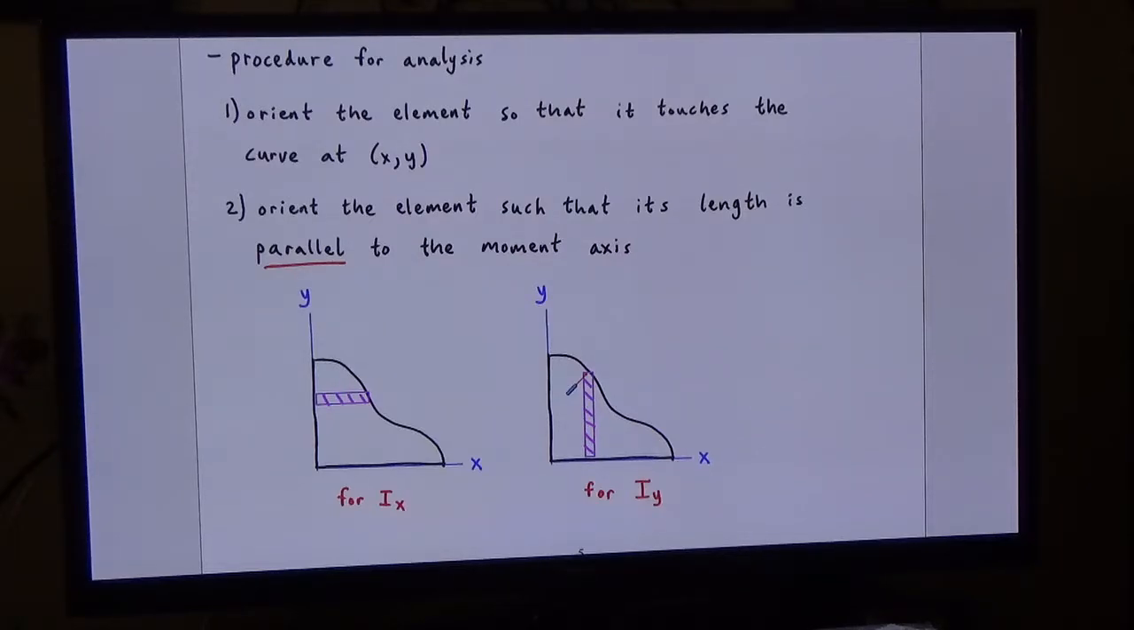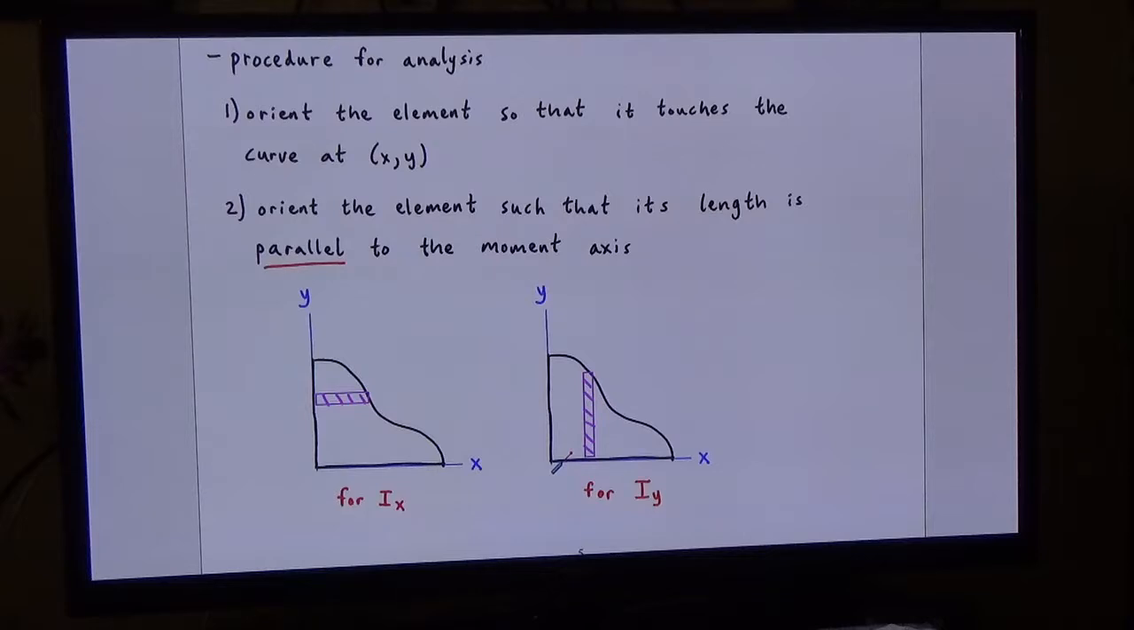Then, for the direction that we orient the element, it's important to orient the element such that its finite length is parallel to the moment axis. If we don't do it this way, then we'll get the answer wrong every single time. So, for instance, if we want to calculate I about x, we orient the element parallel to the x-axis. So we're going to use a horizontal element for I about x and a vertical element for I about y.